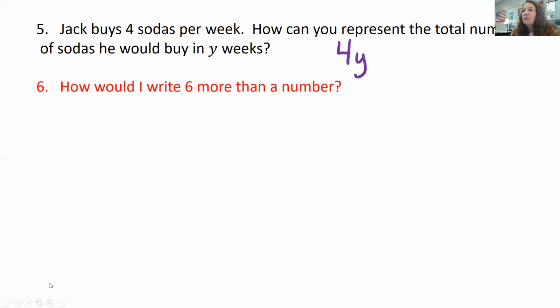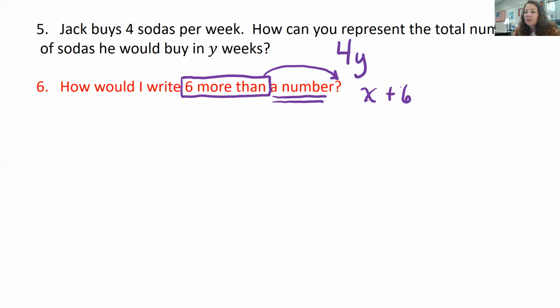All right, how would I write 6 more than a number? So a number, an unknown number, that's a variable. So you can use whatever variable you want. So 6 more than a number. More than means you take this and you add it to something, right? So a number plus 6. 6 more than a number. So 6 more than 10 would be 10 plus 6. So it'd be 16, right?